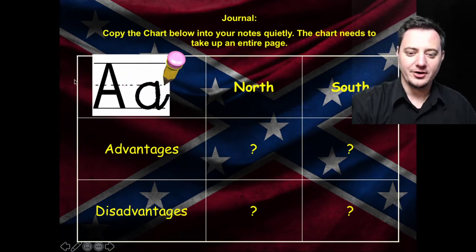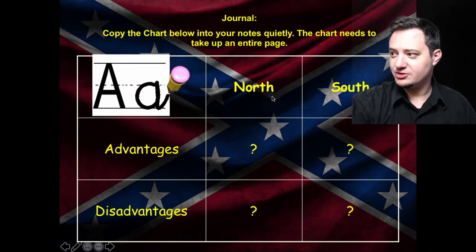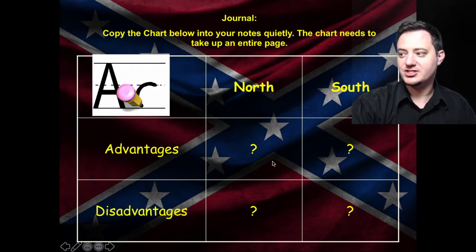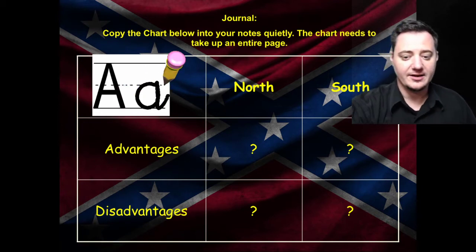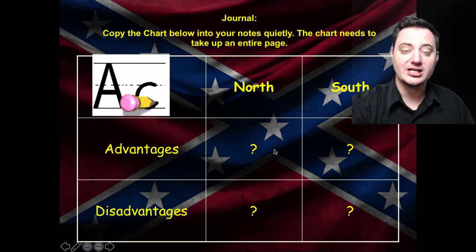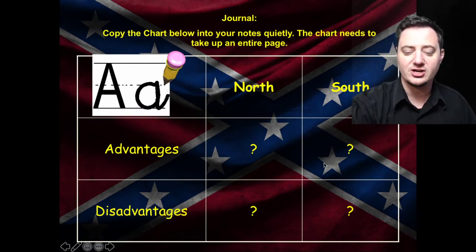You don't have to write this stuff at all right there, but you do need to write north, south, advantages and disadvantages. You don't need to write the question marks, but I want you to be able to list advantages the north had in this box here, advantages the south had in this box here, and so on.